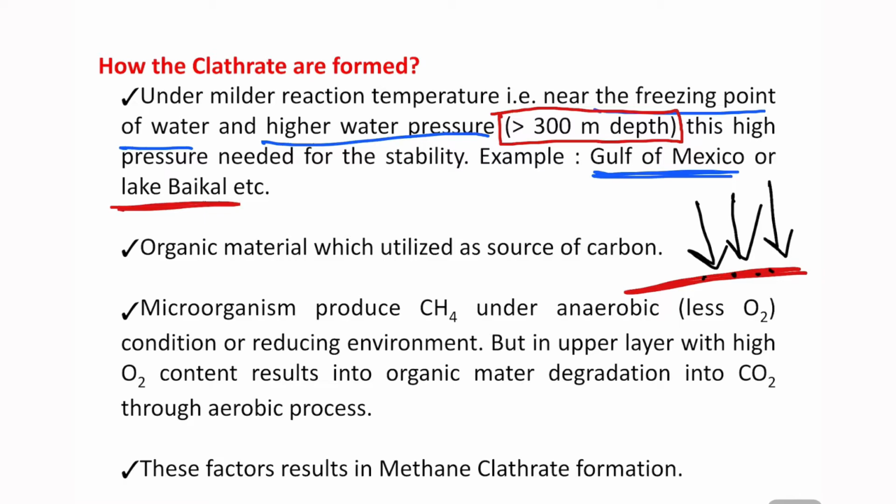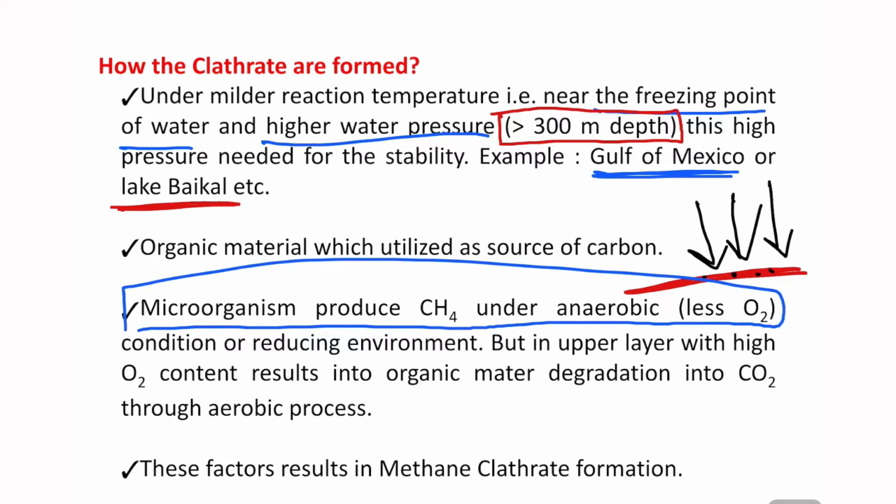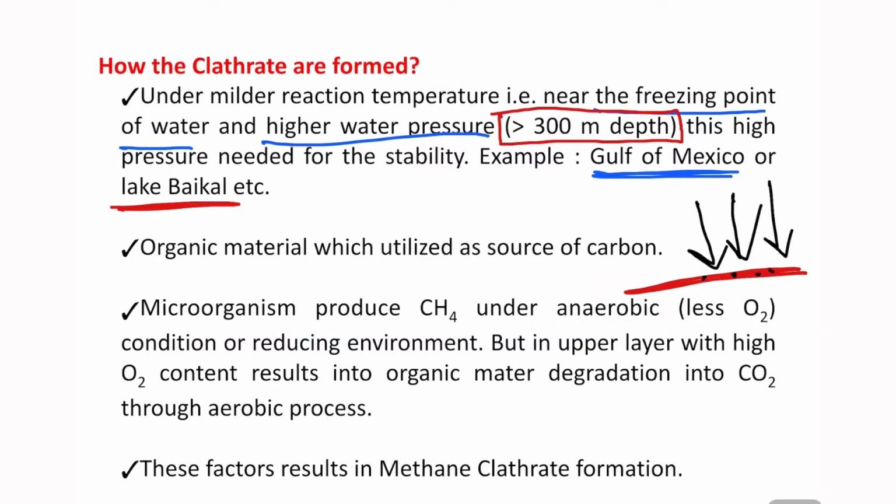Now we understand how clathrates form under this condition. So the question, who produces these molecules? Actually microorganisms produce this methane under anaerobic conditions. Now the question, why anaerobic conditions? See, if you look at the seabed, this is the seabed, and this is, for example, the sea surface, and this depth is 300 meters.